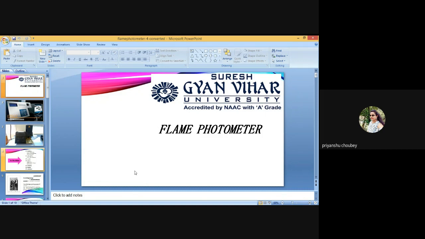Inductively coupled plasma atomic emission spectroscopy is a newly developed analytical technique. In short form, we can say ICP-AES. It has been used for simultaneous multi-element analysis of biological material and soil.